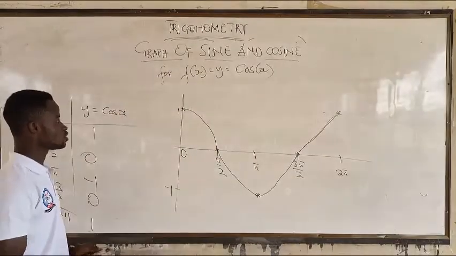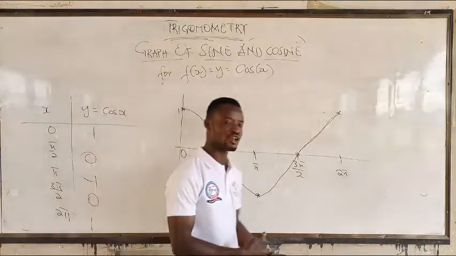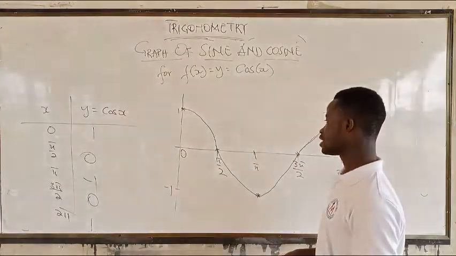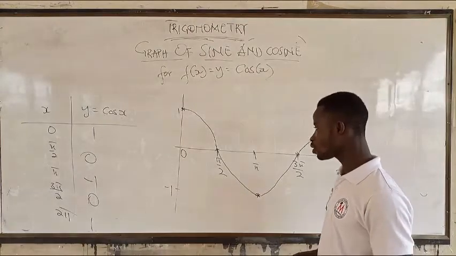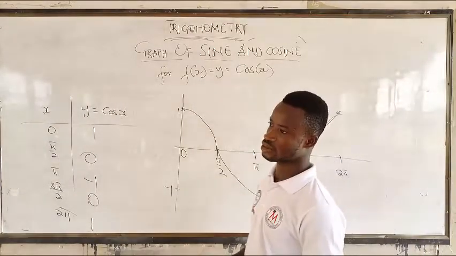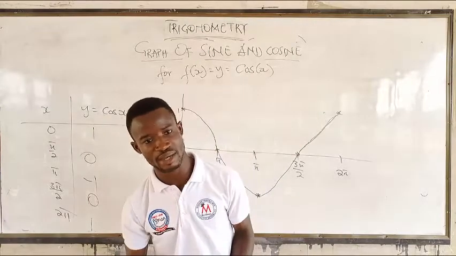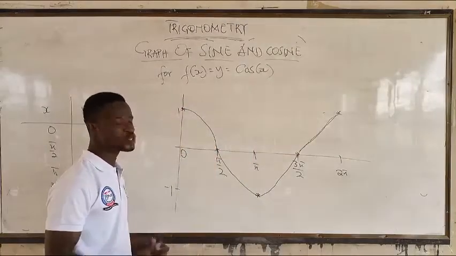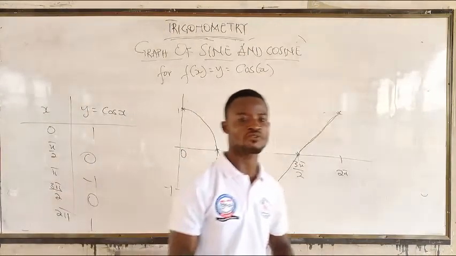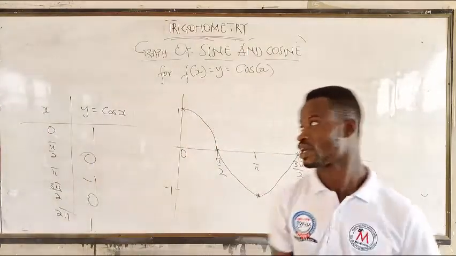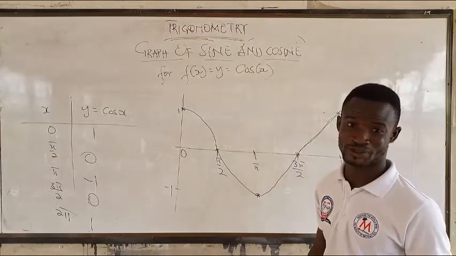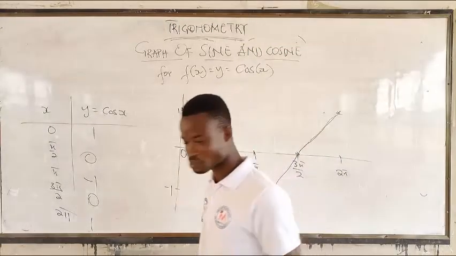So what is the next thing to look at? Right after looking at the curve of sine, we established the properties. In the same way, we are going to do the same here. Let's look at the properties of the cosine curve. Okay. Let's move on.